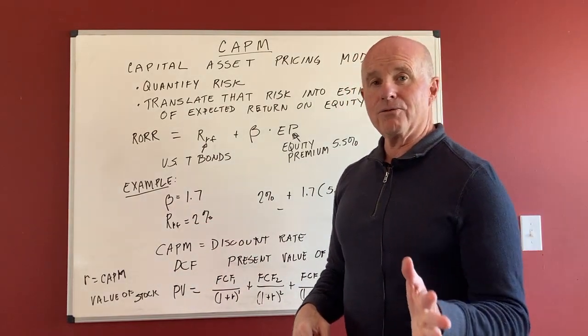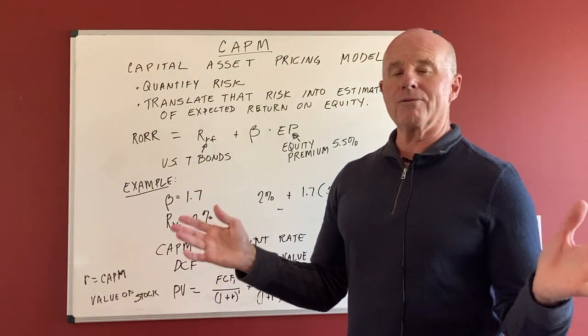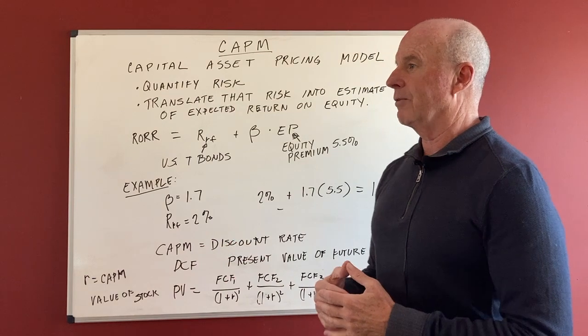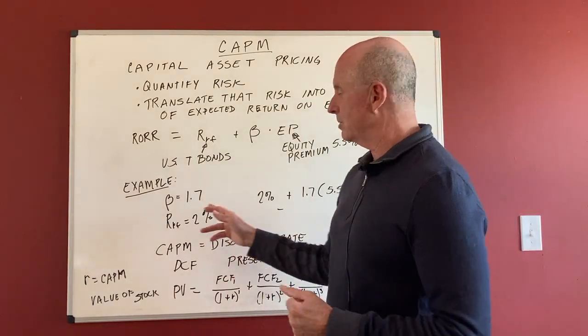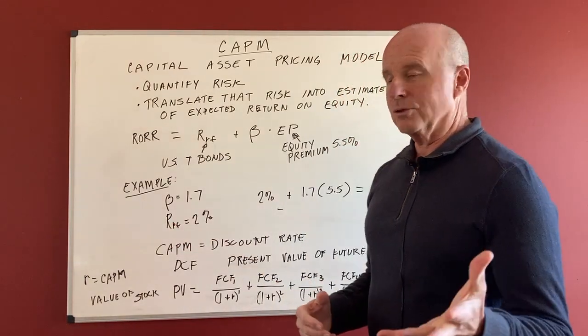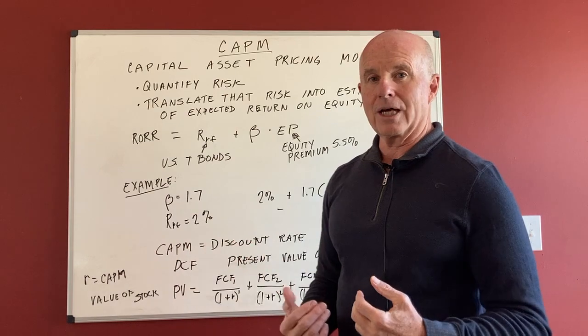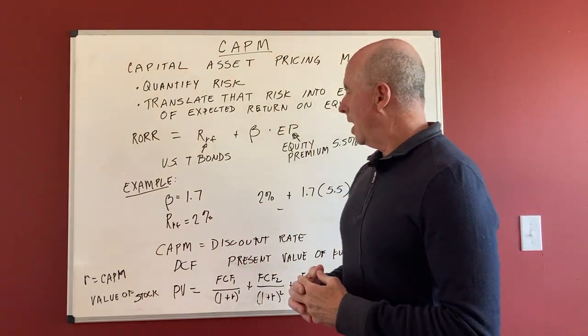And as I said before, you can find these numbers on whatever your trading platform is. If you have an E-Trade or Schwab account or Robinhood, when you look up a particular stock, one of the numbers it'll give you is the beta. So you can just look at that number and see, oh, this stock's more or less risky than the market.